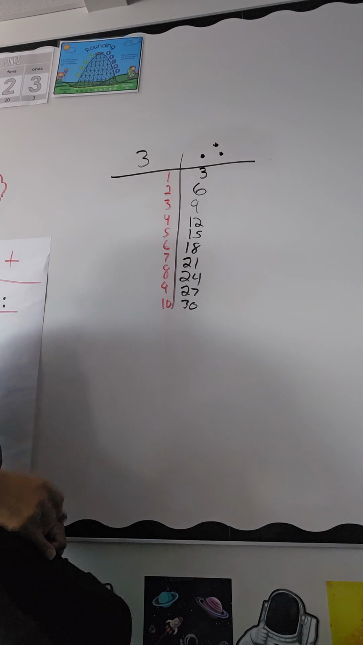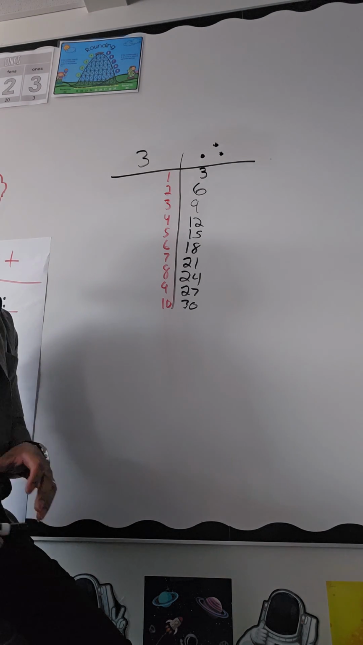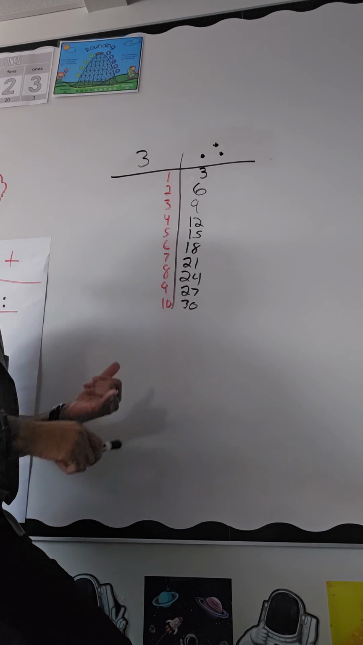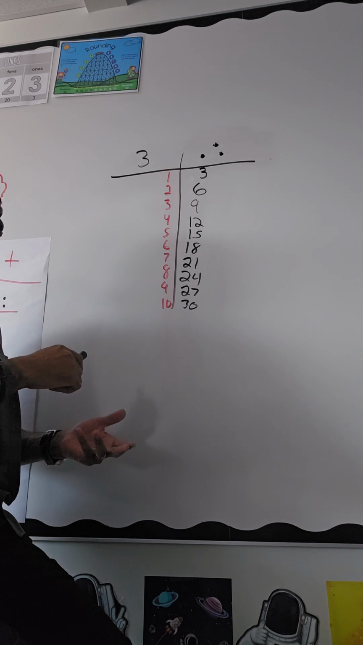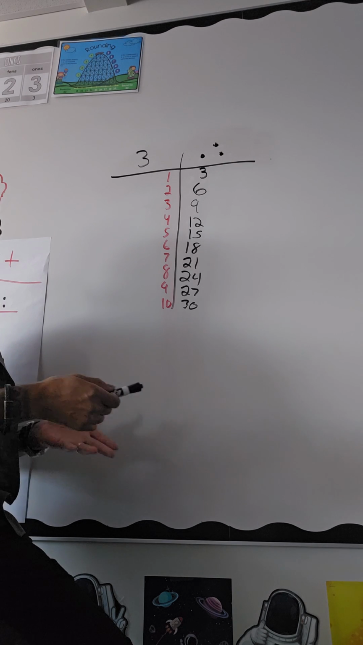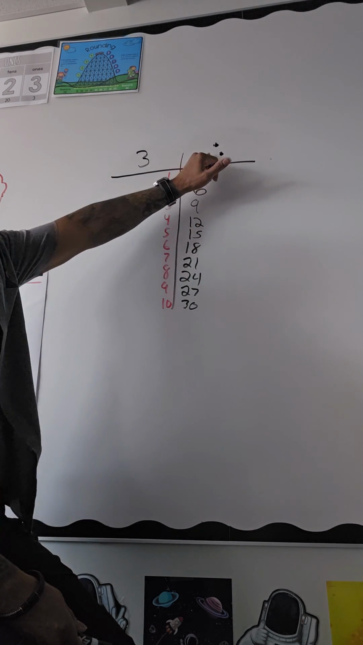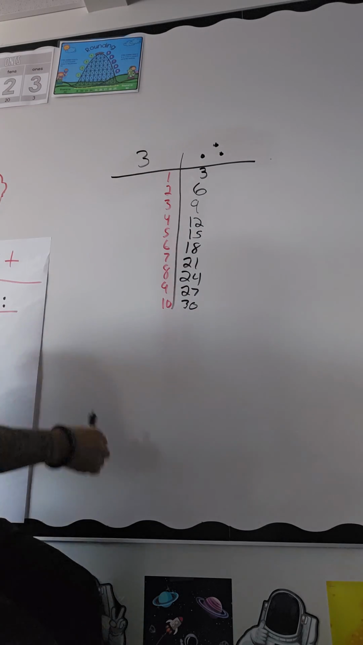And this right here will help you to multiply and solve any kind of equation, whether it be your 5s, your 10s, your 4s, your 7s. It does not matter. As long as you start with the number right here and put your dots, you will be able to solve it.